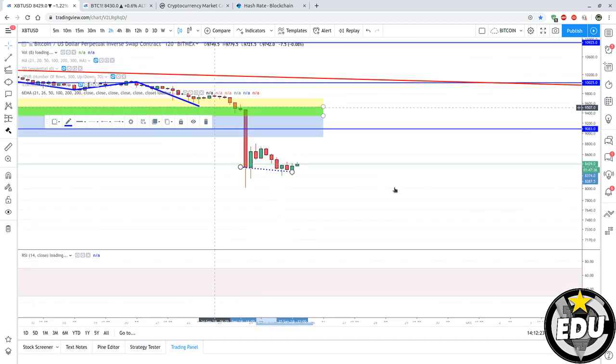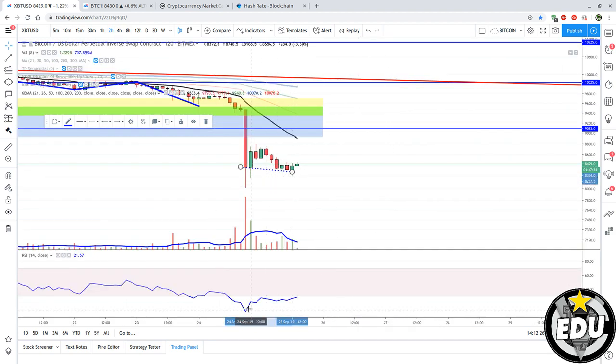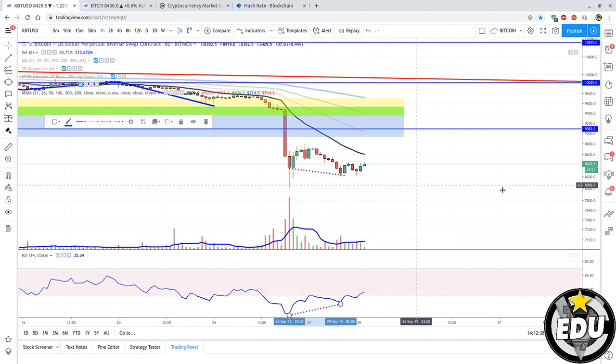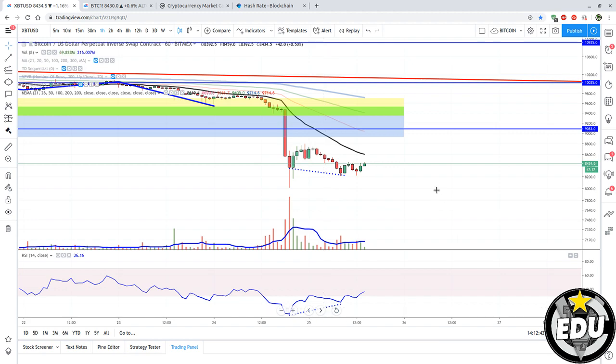Let's switch to 12 hours. Maybe I can see the divergence a little bit better. Yes, here you can see it quite well. See divergence on 1 hour. That's a pretty good one. So price making lower lows while the oscillator is making higher lows. That can usually suggest a reversal.